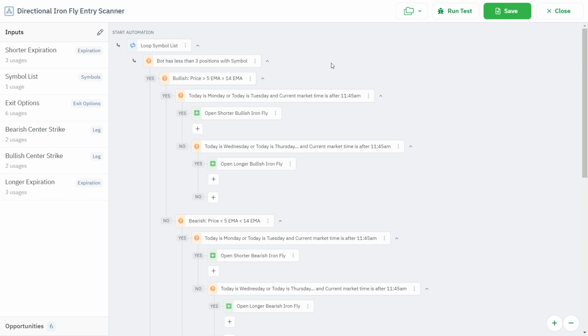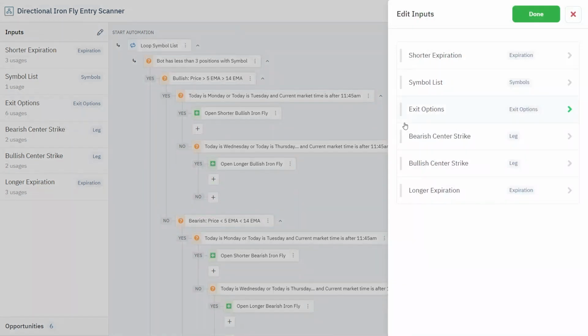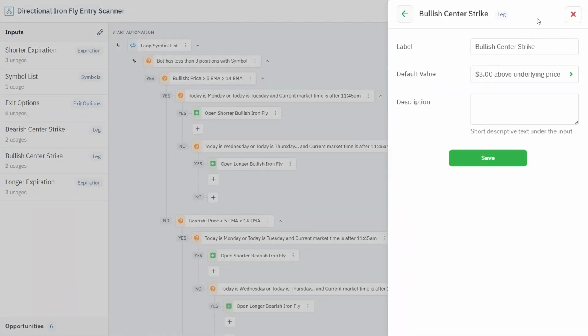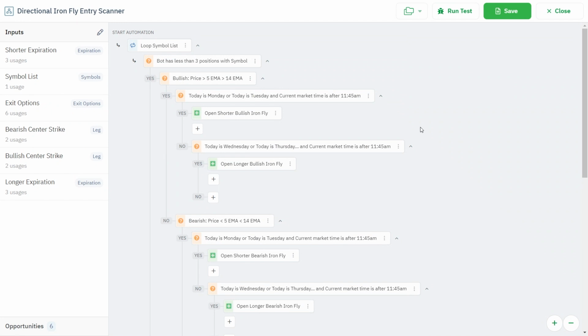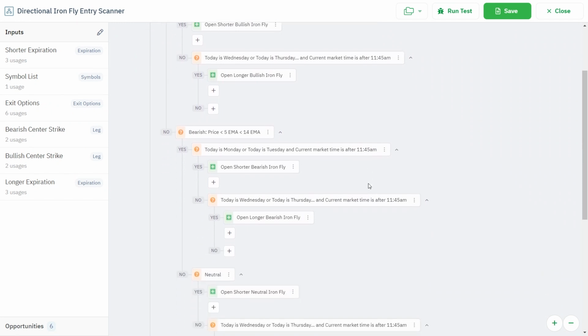And if it was in a bullish trend, in which the price of SPY was greater than the 5 EMA, which was also greater than the 14 EMA, then I would simply center the strike price of that iron fly above the current market price. You can see for a bullish center strike, it was $3 above the current market price of SPY. And then conversely, for the bearish iron fly, if the price was below the 5 EMA and the 5 EMA was below the 14 EMA, then I would center that iron fly's strike price $3 below the current market price.